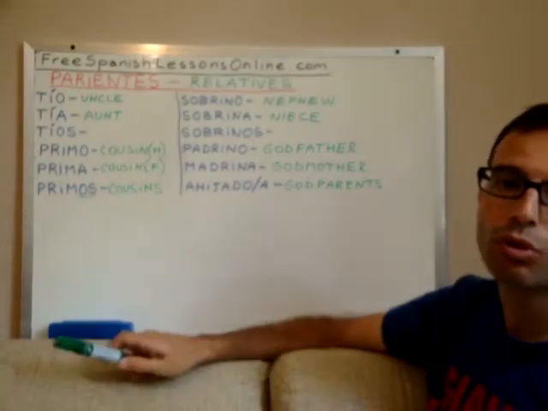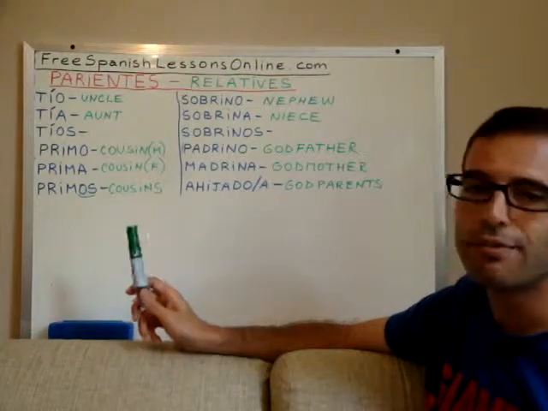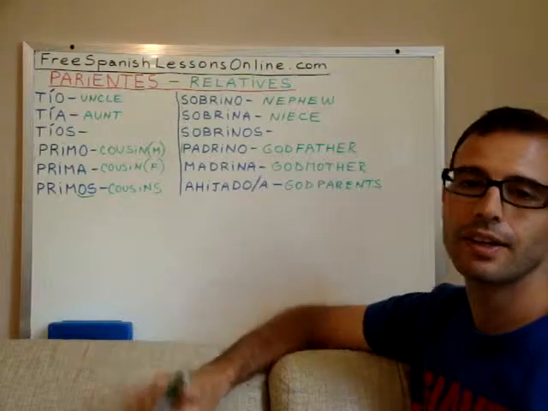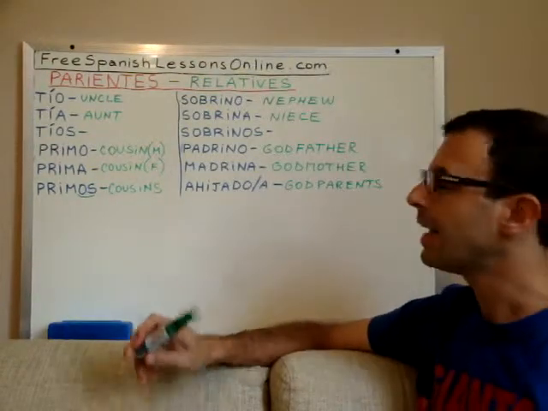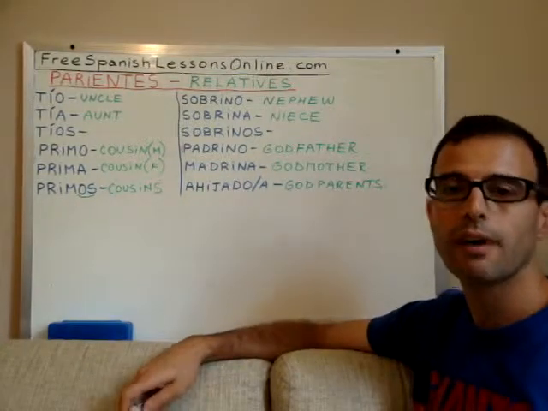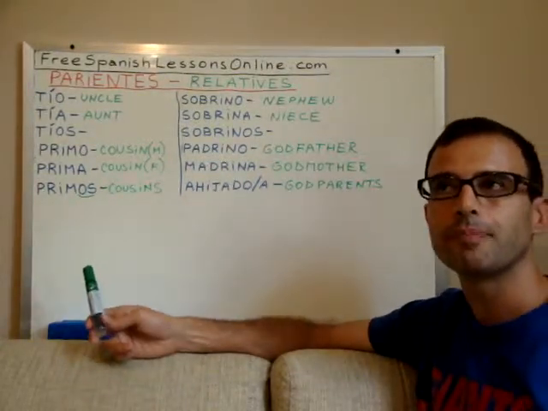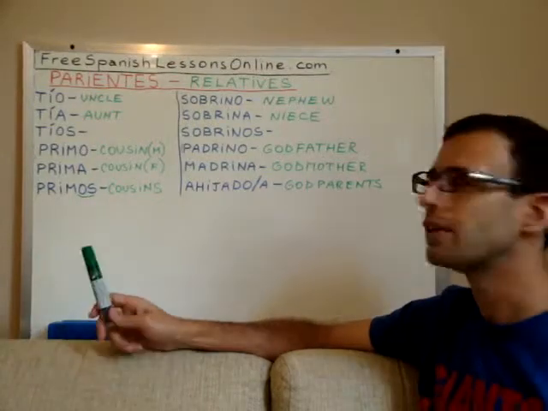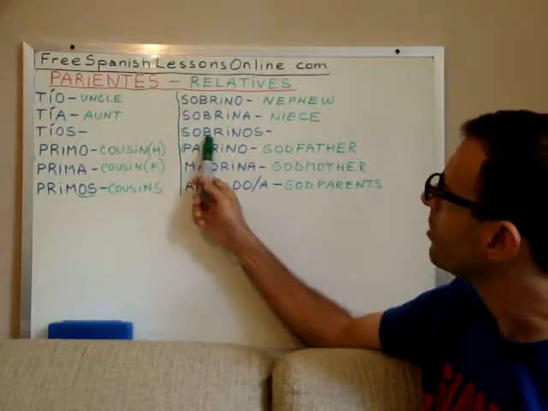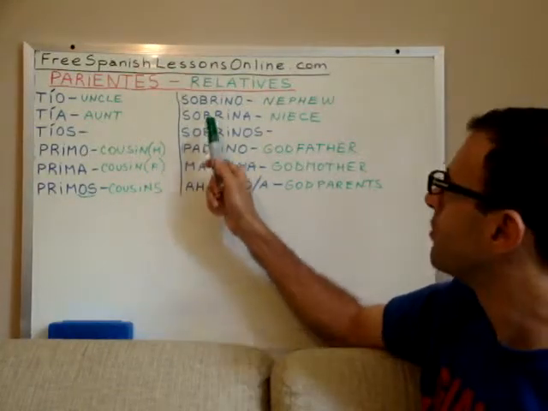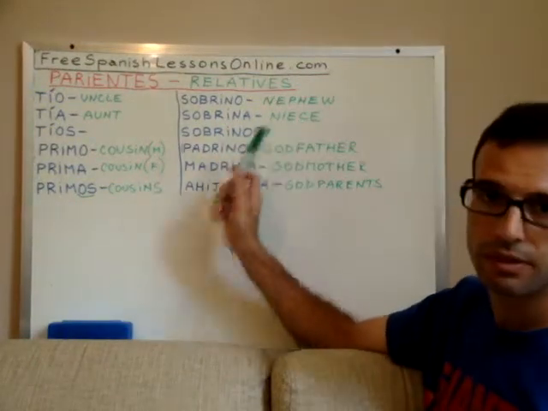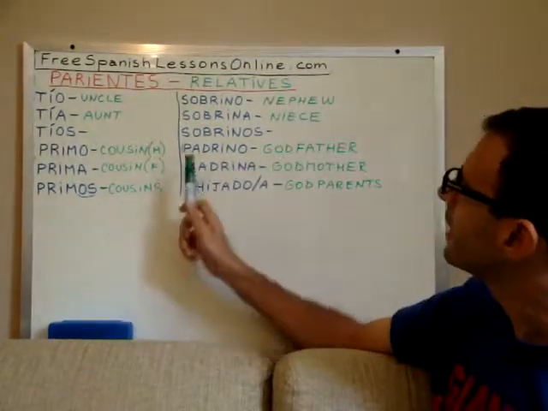Sobrino. Sobrino is our nephew, and sobrina with an A is the niece. And if we add an S here, sobrinos, we have the nephews or nephews and nieces, okay? So also sobrinos is the masculine for nephew, but can also include nieces, okay?